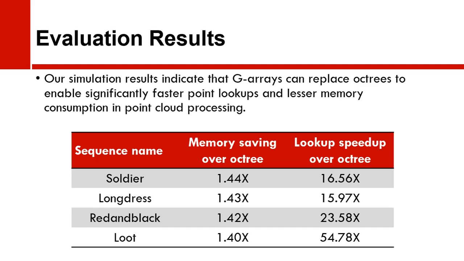We also evaluate the performance of the G-arrays as compared to octrees in terms of memory consumption and point lookup speed. The table shows the memory requirement for our method compared to the baseline. Our method uses the G-arrays to store the points and search for the best matching ones, but the baseline method uses the octree structure. We observe more than 1.4 times memory saving for the G-arrays over the octrees. Moreover, the proposed G-arrays enable 16 to 54 times better point lookup speed as compared to the state-of-the-art octrees.